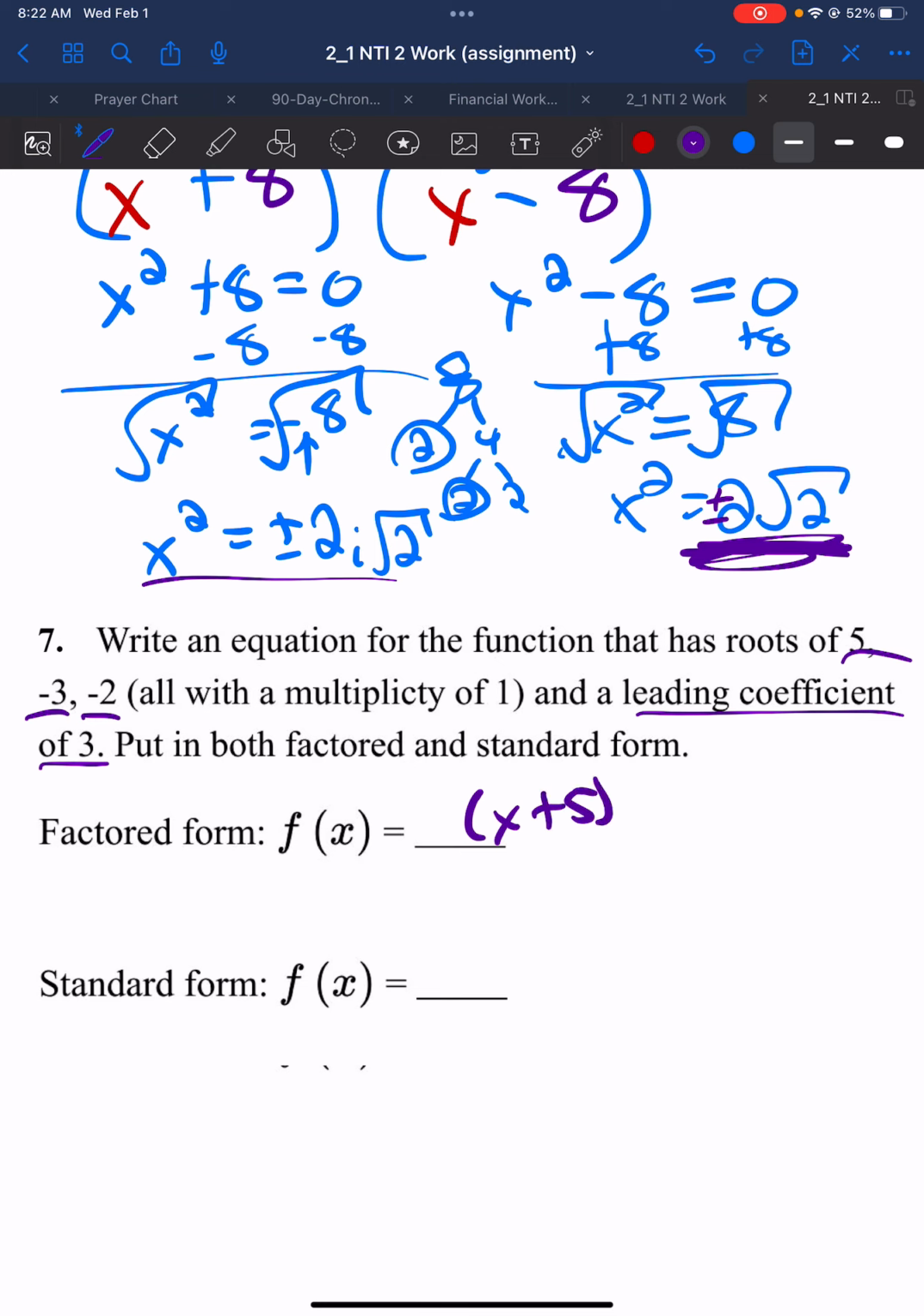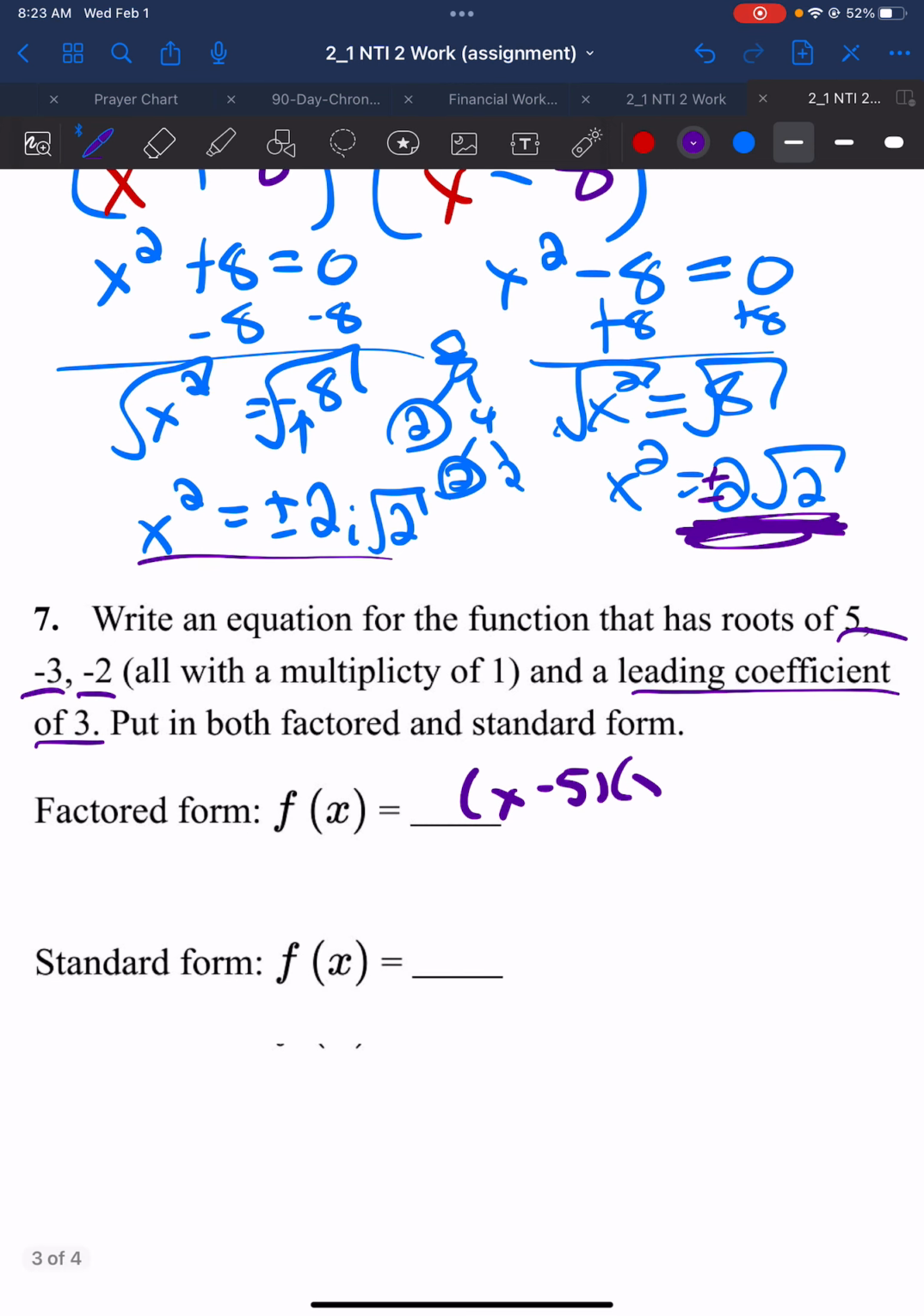plus 5, x. And wait, what mistake did Mr. Hampton just make? Pause for a second. Think about it. Okay, hopefully you've had time to think about it. Right here, why does it need to be x minus 5 instead? That's halfway a trick and halfway Mr. Hampton messed up. But right here, x minus 5, because it's factored form.